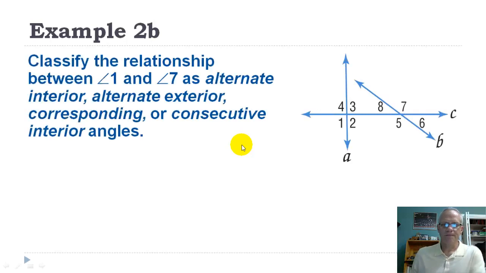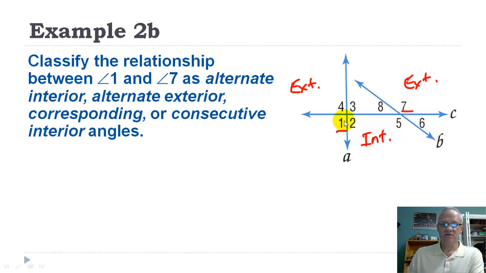Okay, next one. All right, how about 1 and 7 now? All right, so now we've got 1 and 7. Okay, so again, remember, this is interior, exterior, and exterior. Okay, so where are these angles? They're both outside. They're both exterior, right?